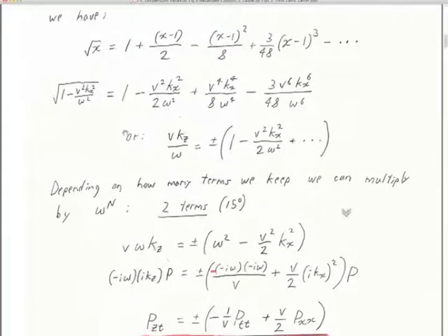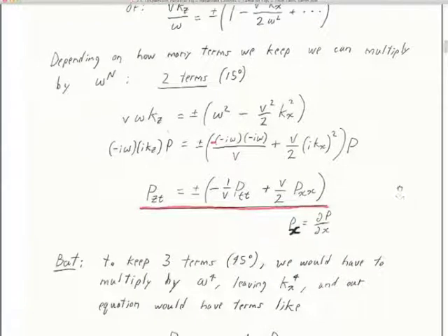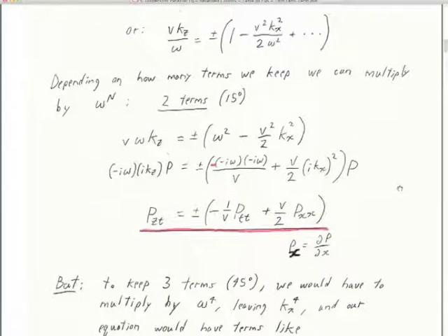Okay, so we'll clear some of the omegas here, and we'll write it like this: v kz over omega is equal to plus or minus 1 minus v squared kx squared over 2 omega squared, and so forth. Depending on how many terms we keep, we can multiply all sides by omega to the nth power. So for two terms, which gives you a 15 degree equation. Okay, so watch this. Here we go.